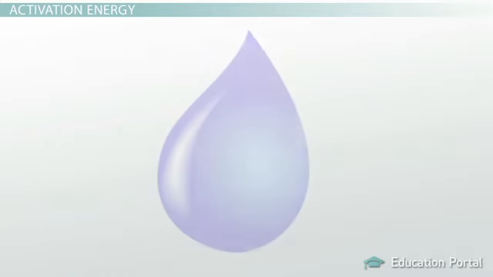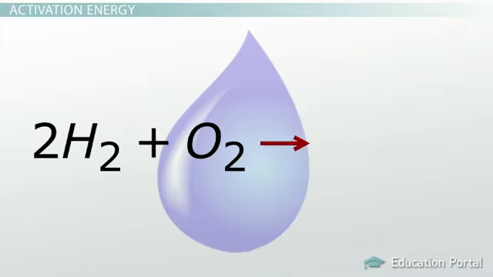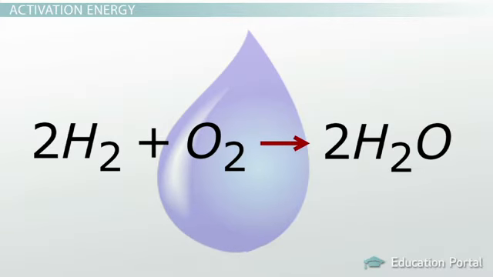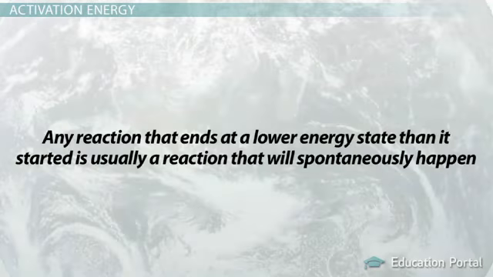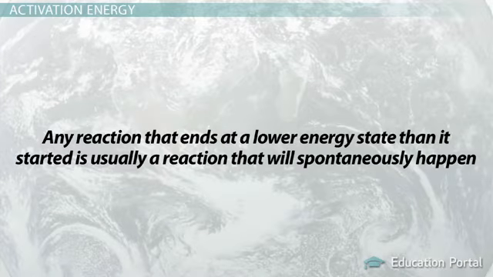Look at the reaction of hydrogen and oxygen forming water. 2H2 plus O2 goes to 2H2O. This reaction is exothermic, meaning that it gives off energy when forming the product. Any reaction that ends at a lower energy state than it started is usually a reaction that will spontaneously happen.